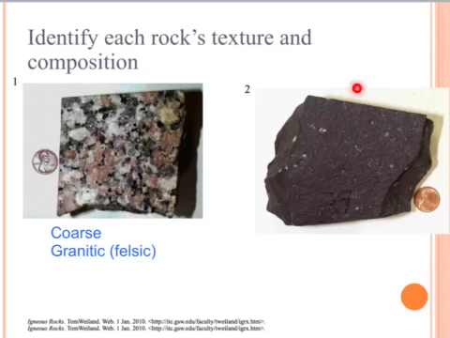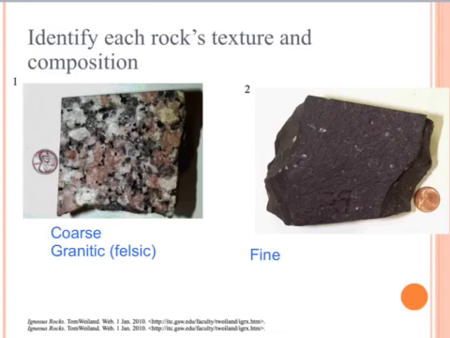Next, take a look at rock number 2, and again, think about its texture and composition. The texture, again, your choices are coarse, fine, vesicular, or glassy. The answer is fine grain. For the most part, the whole rock looks like a solid color. It looks black. That will give you a fine grain texture.